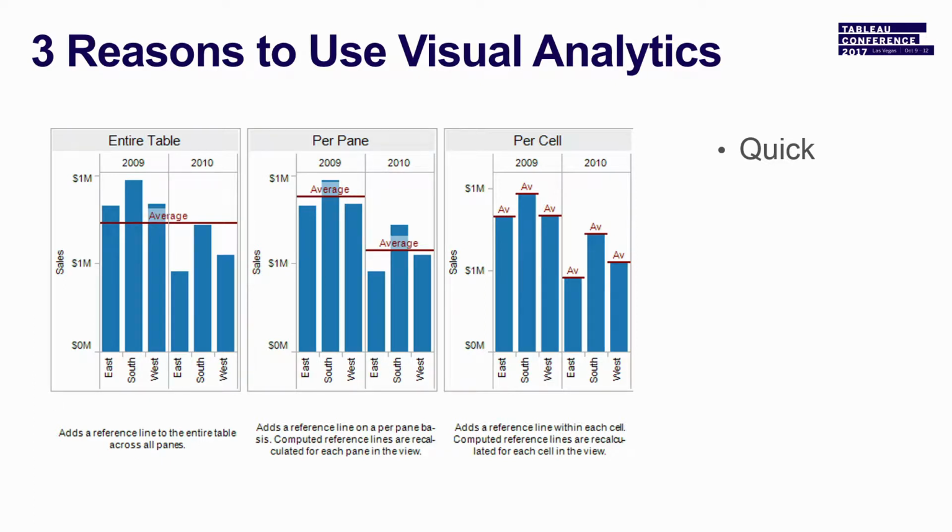To do something like this in Excel, you're probably having to manually recalculate each one of those average lines based on the dimension that you want. Do we want to do it across the table, across the pane, or across the cell? So doing things like this, doing things like control charts, that you have another reference line, an average line, you have an upper and lower control limit.